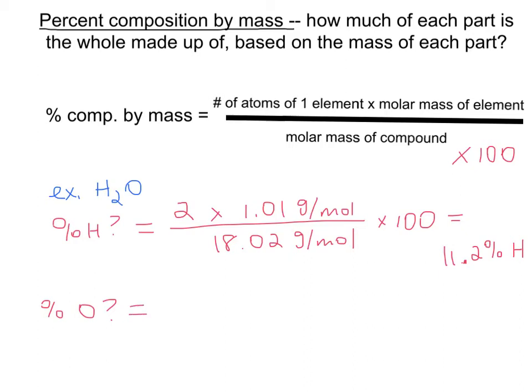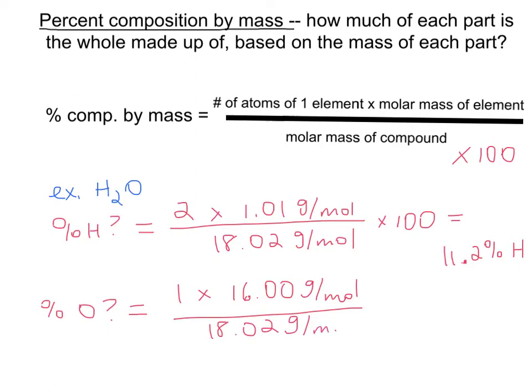Now let's figure out oxygen. Number of atoms of one element, well, there's 1 oxygen here, times the molar mass. Its molar mass from the periodic table is 16.00 grams per mole, divided by the molar mass of the compound. Now that is 18.02 grams per mole, the same as what we used above. We multiply that by 100 to turn it into a percent, and we should get 88.79% oxygen.